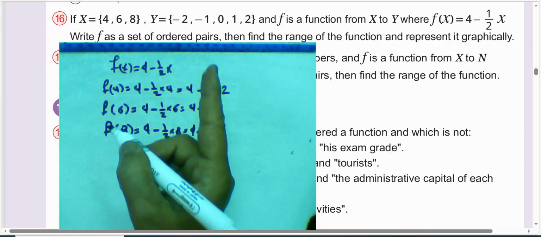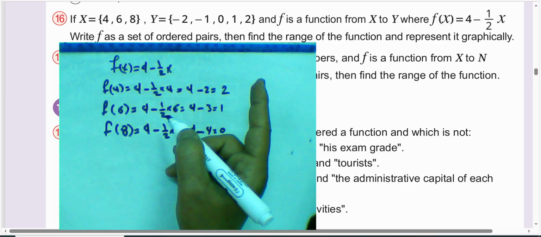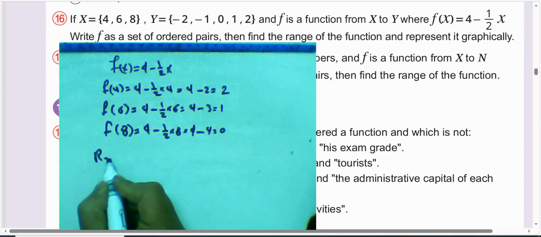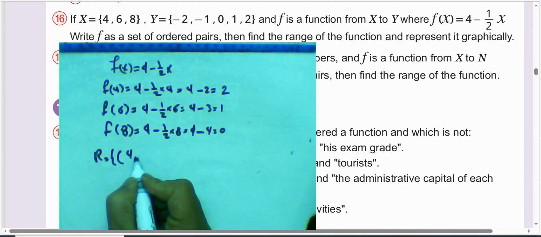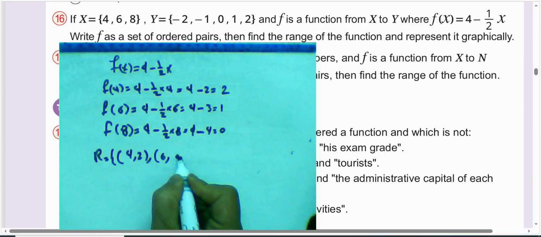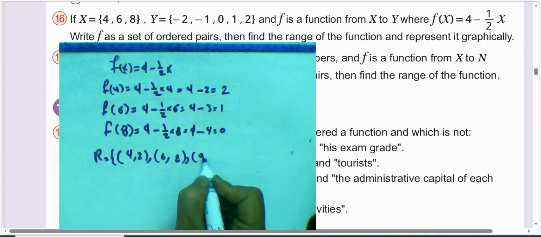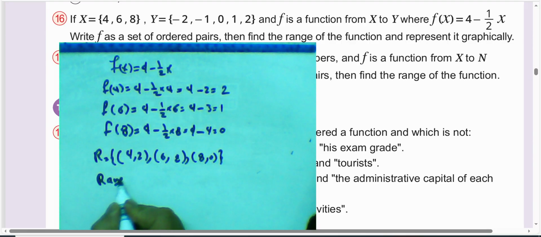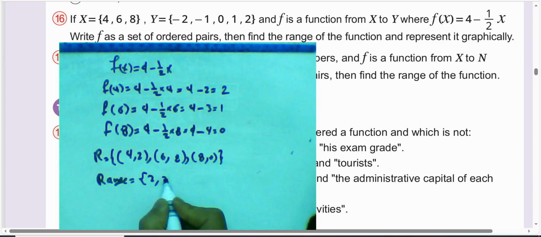Okay. Then find the range of the function. f as a set of ordered pairs. We can write the function in order: 4 with 2, 6 with 1, and 8 with 0, and then we can represent it graphically. And the range also is 2, 1 and 0.